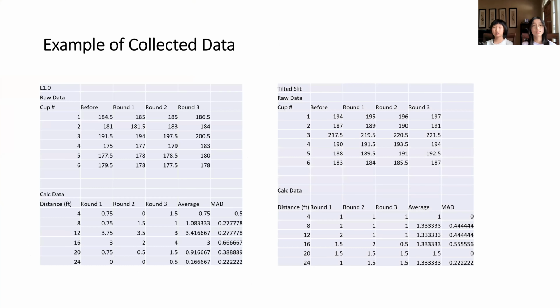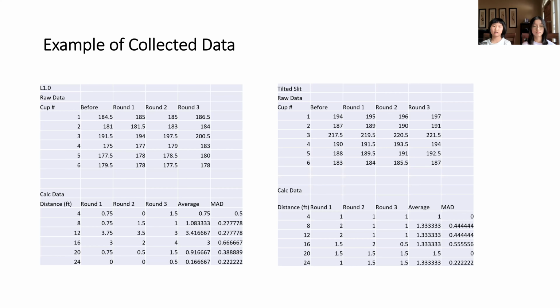So we will collect our data in a chart too. The first chart is raw data. The cup number is which cup we're weighing. Before is the weight of that cup before the sprinkler sprays it, before any rounds. Round one is the weight of the cup after the sprinkler sprays it, and then round two is the weight of the cup after round two, and so on.